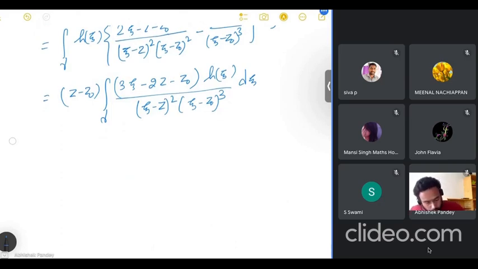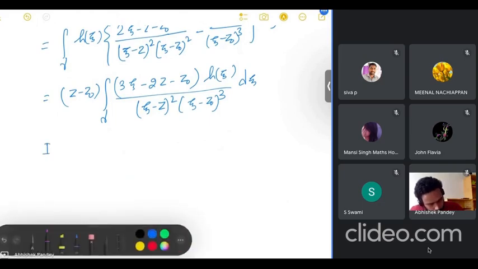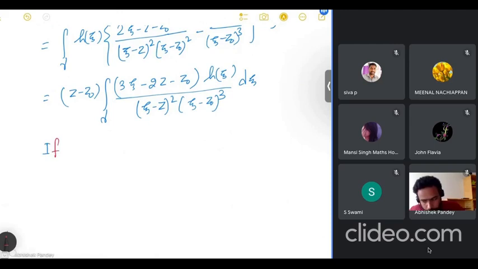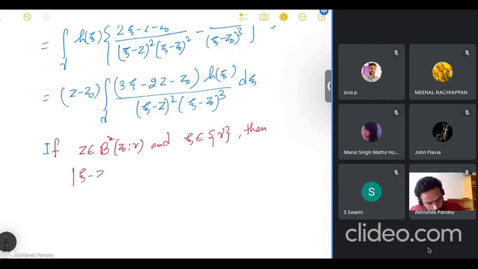Again with the same thing, with the kind of construction we have done, if z naught belongs to this pole and xi is on omega, then mod of xi minus z naught is greater than or equal to r, and mod of xi minus z is greater than or equal to r.